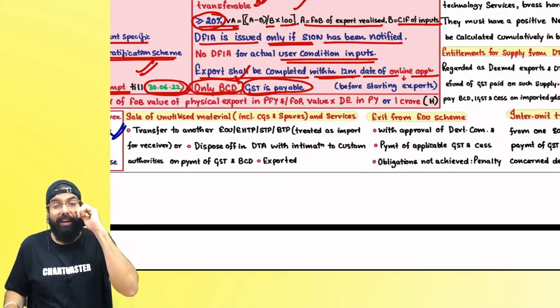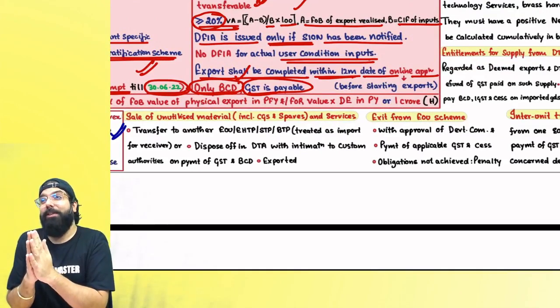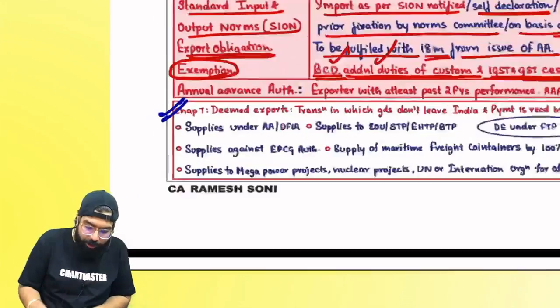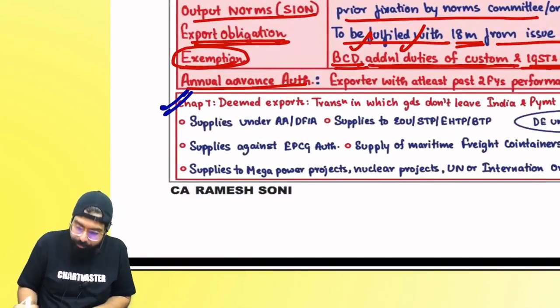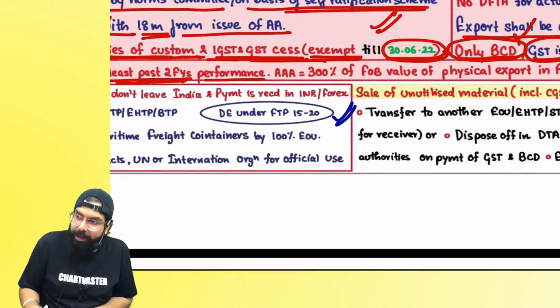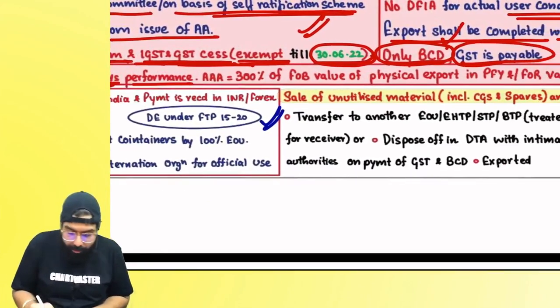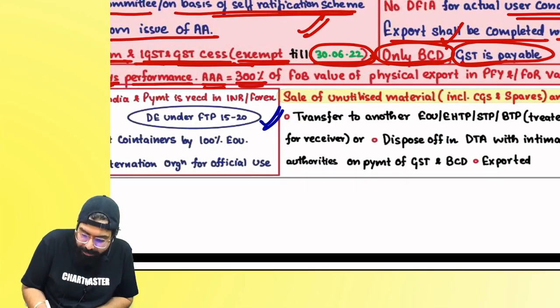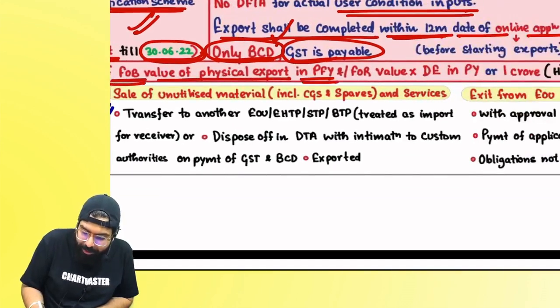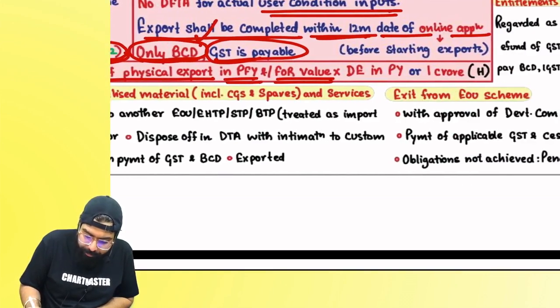Sir, every time I have to come for advance authorization, full year ke liye you give me one advance authorization. So, Baba, annual advance authorization is also issued. Exporters with at least past 2 years performances, means who are trustworthy. Annual advance authorization, 300% of the FOB of physical export in the preceding financial year and or FOR value multiplied by what?